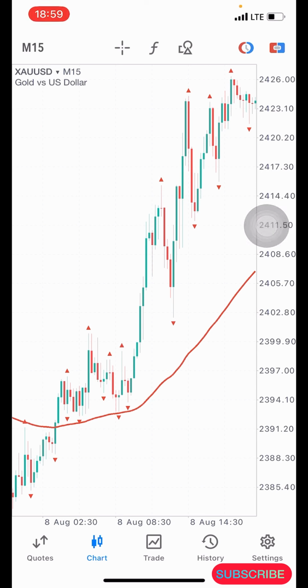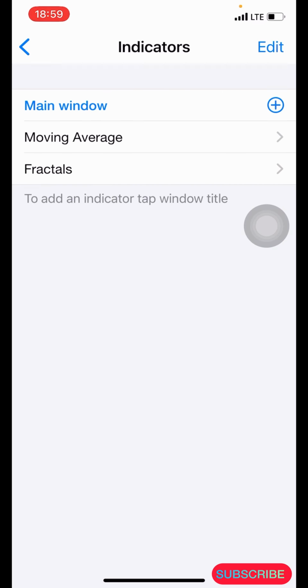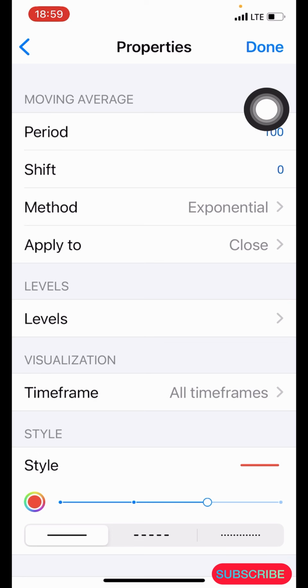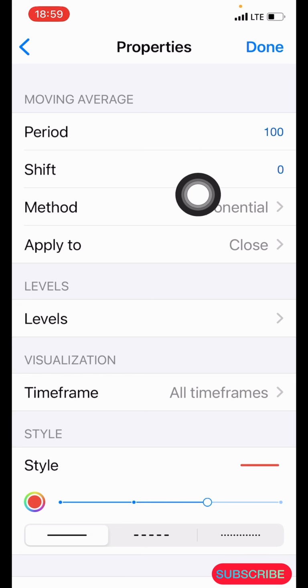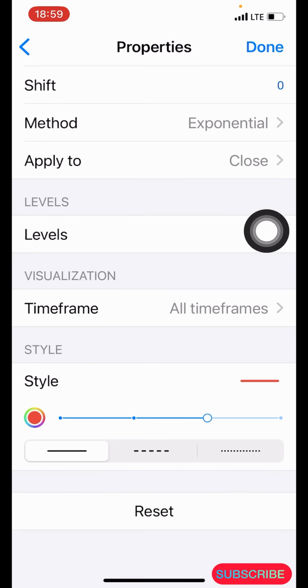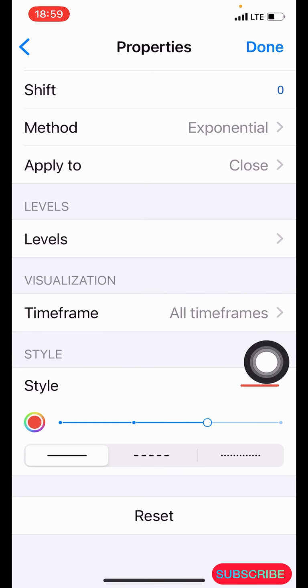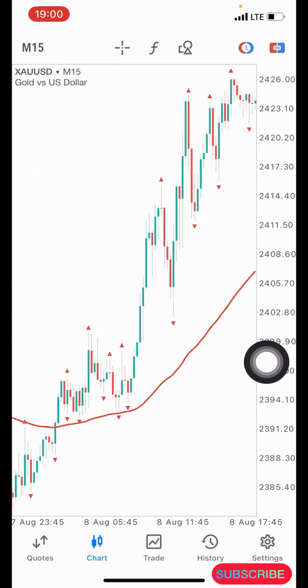Before I explain how the strategy works, I'll quickly share with you guys the indicator setup for this. You click on the F icon, you search for moving average. This is the setup for it. You either take a screenshot or you note this down somewhere. The period is 100, shift is 0, method is exponential, apply to is close. The time frame, you set it to all time frames. The style, you make the color red and you make the pixel 3. After that, you click on done. You have the moving average.